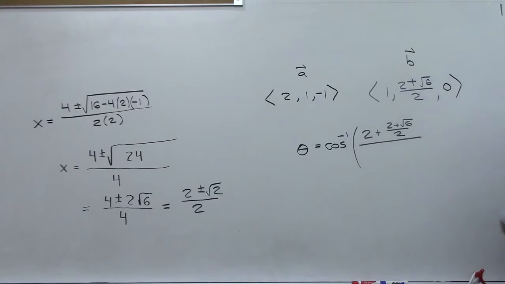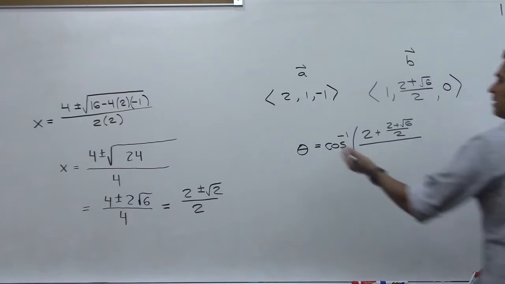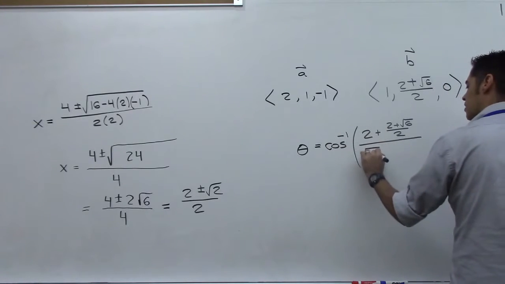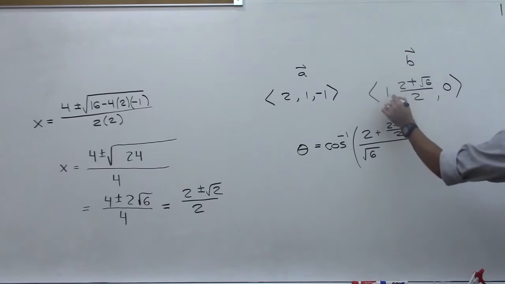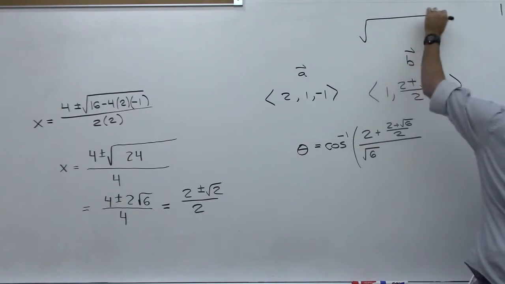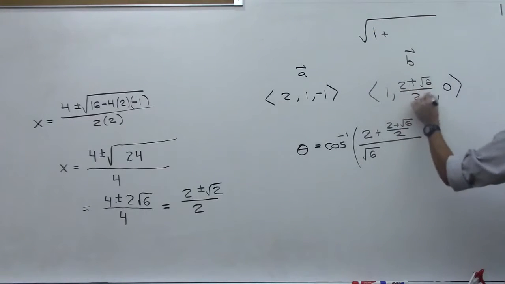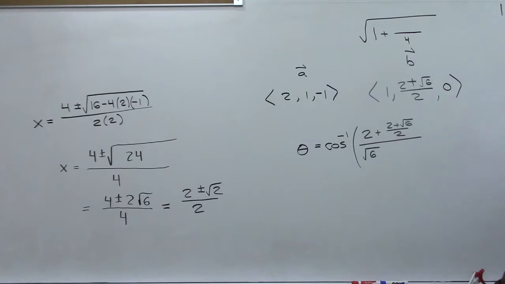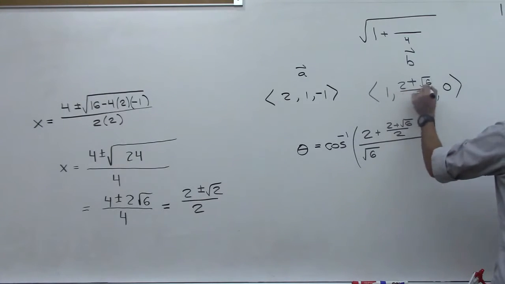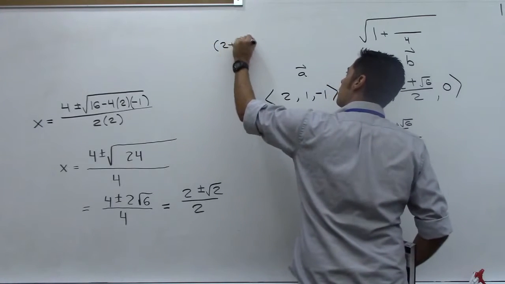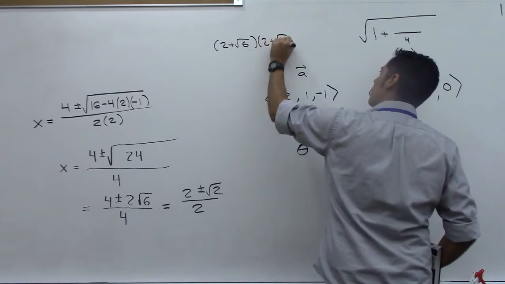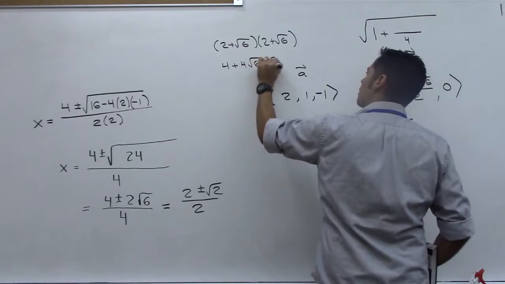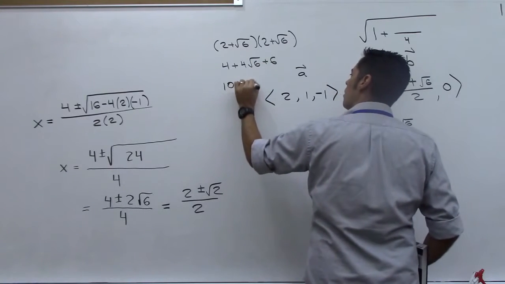That's A dot B, over the magnitude of A. So the magnitude of this is this squared, 4 plus 1 plus 1. So that was root 6. The magnitude of this one, which is that squared, this squared, 1, plus, now we have to square this, and that's going to be a little tricky. I know the bottom of it is 4. The top of it, though, is this squared. 2 plus root 6 times 2 plus root 6, which is 4 plus 4 root 6 plus 6, which is 10 plus 4 root 6.